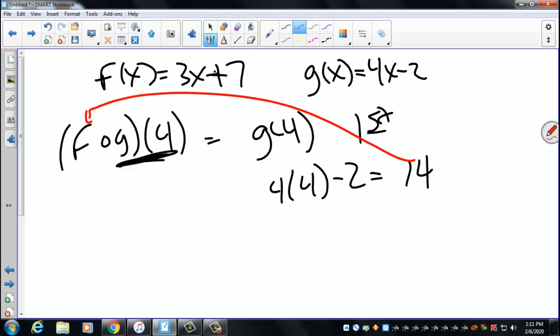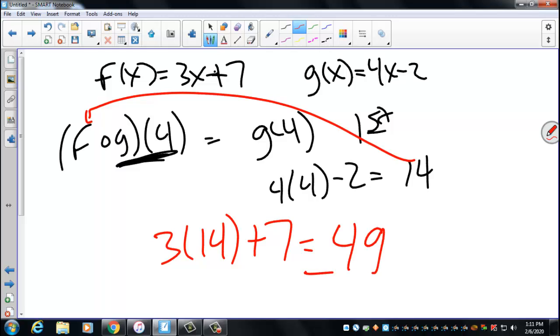Plug it into F. Right? Get your answer, plug it into F. 3 times 14 plus 7. I believe that's 49.